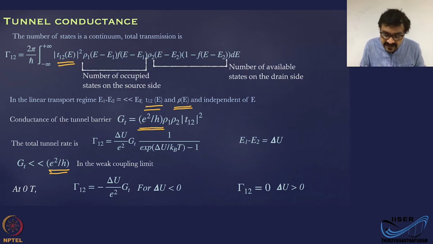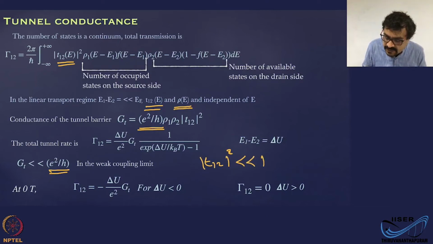What that means is rho 1, rho 2 into T12 squared should be far less than 1. But rho 1 and rho 2 are density of states. Okay. So in a nutshell, what this is going to tell you is T12 squared should be far less than 1. That's what it's going to tell you. Okay.